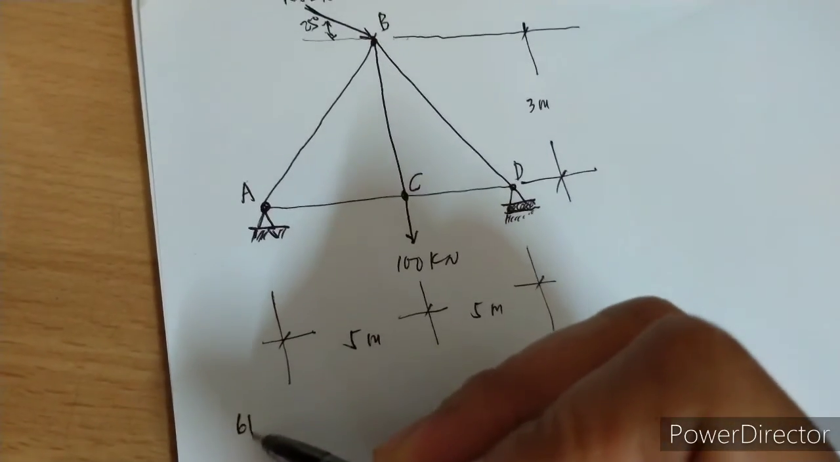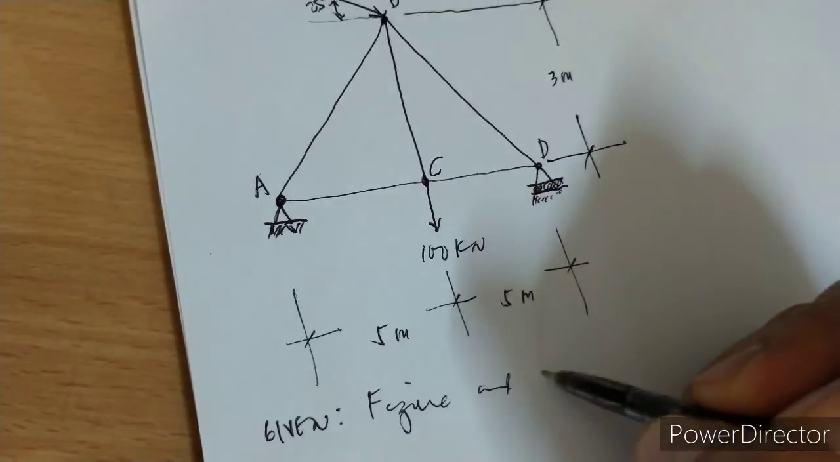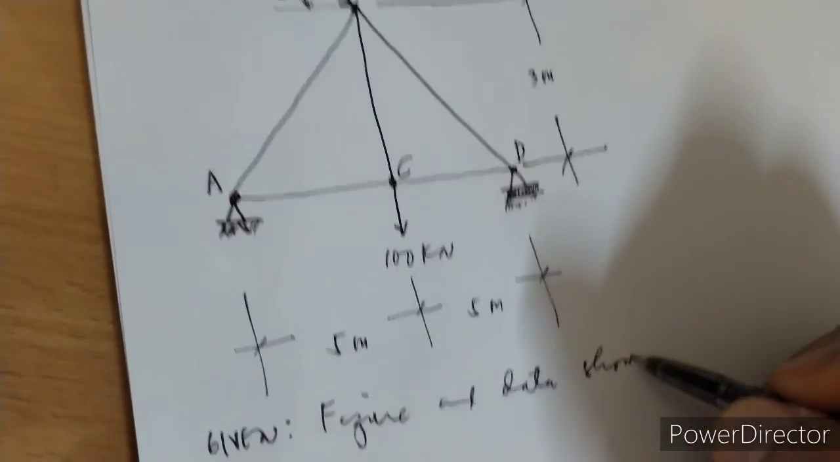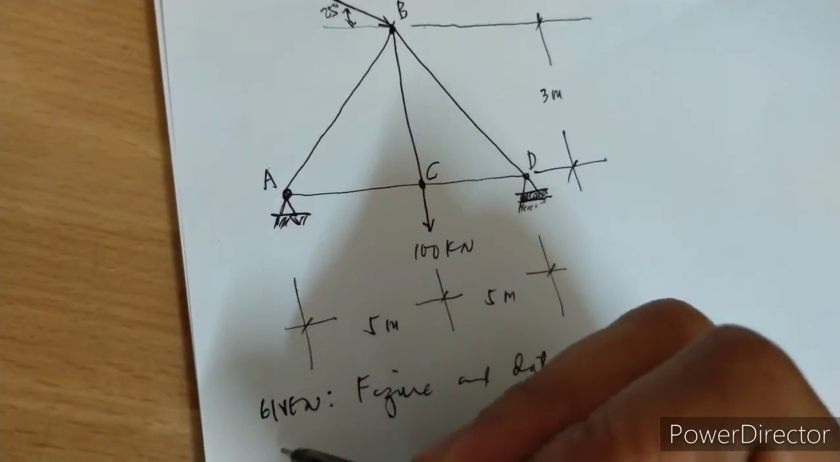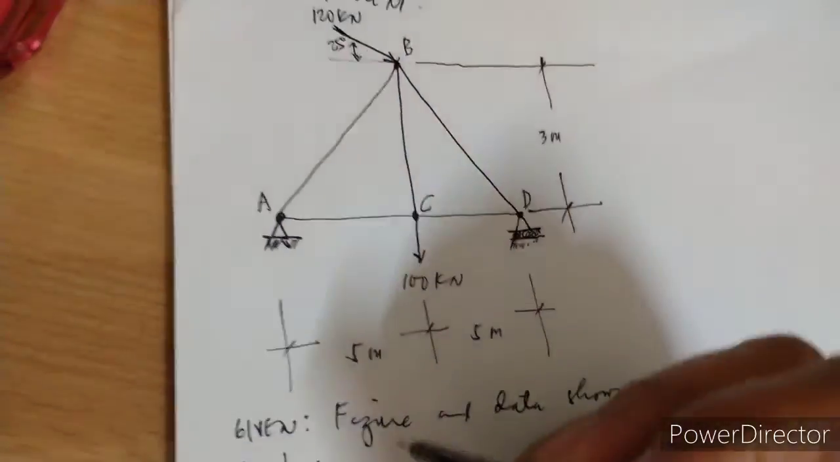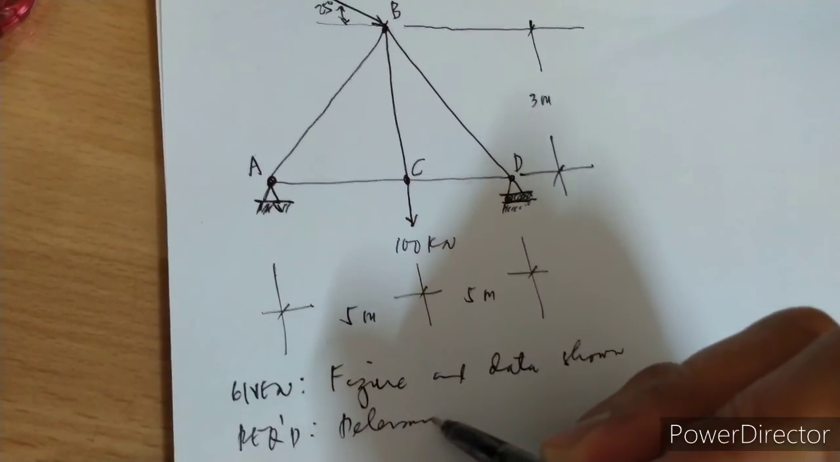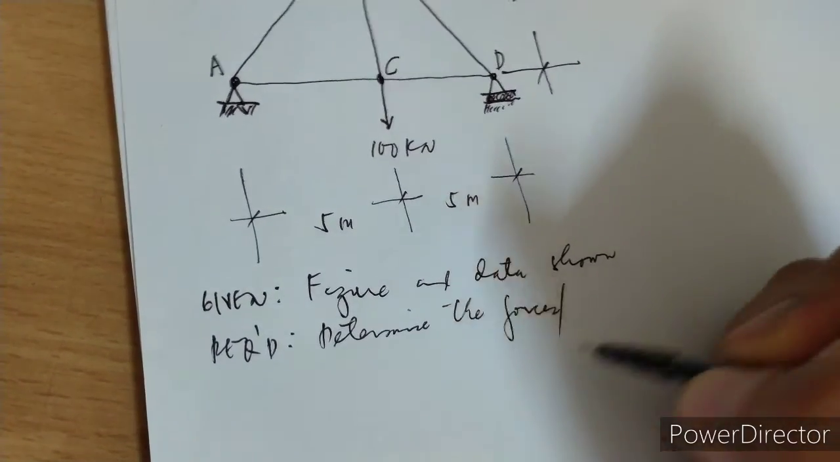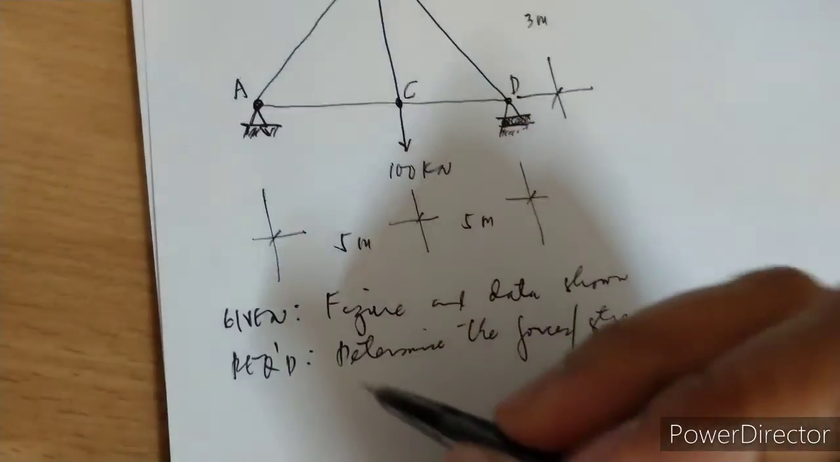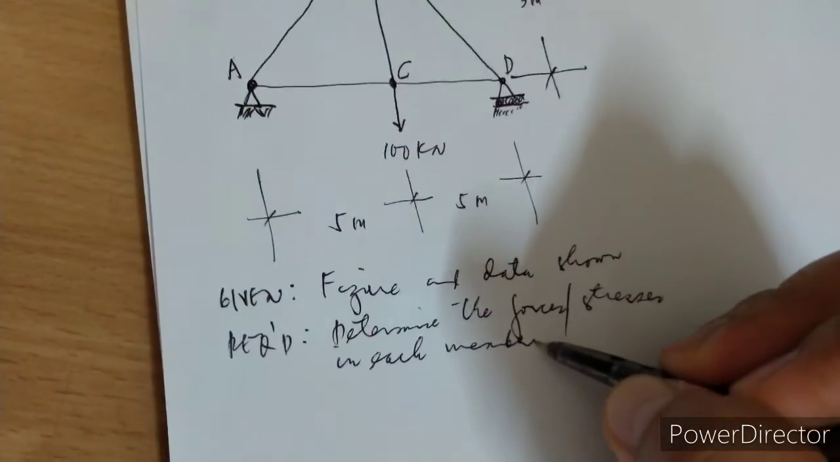Okay, so as we have been doing, let's indicate the given. The given will be the figure and data shown, and the required items for this problem is, of course, that you are going to determine the forces or stresses in each member. Okay, in each member.